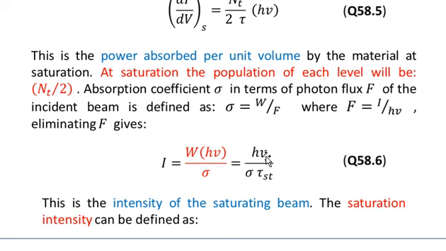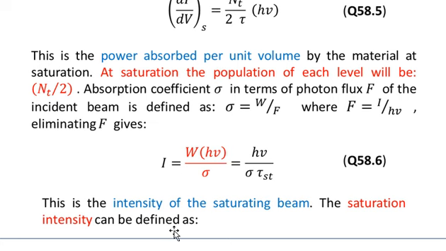So we have I is equal to h nu over sigma, which is the absorption coefficient, multiplied by tau St. You can say that tau St is actually the lifetime of the stimulated process and 1 over tau St is actually the transition rate of the stimulated process. So this is the intensity of the saturating beam. This beam will ultimately saturate the process.